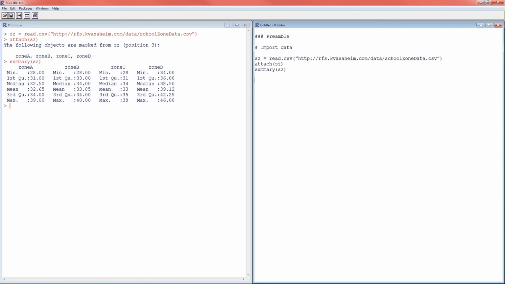Again, we've read in the data, we've attached it, we've got our summary. We want to compare if all the means are equal. We'd like to use the analysis of variance test. Unfortunately, the analysis of variance test has 2 assumptions. One, that it's normal in each of the groups, and 2, that the variances are equal. Let's go ahead and test the variances first.